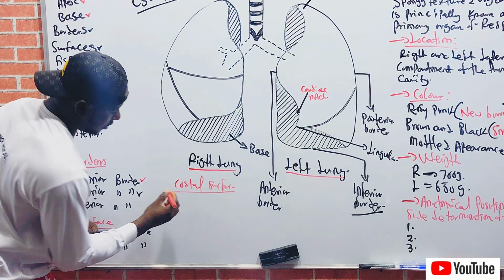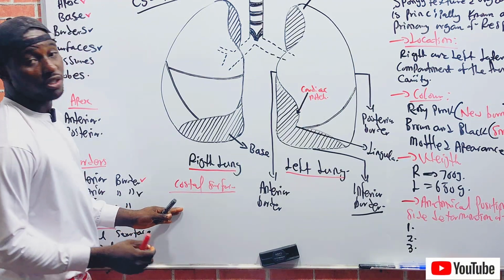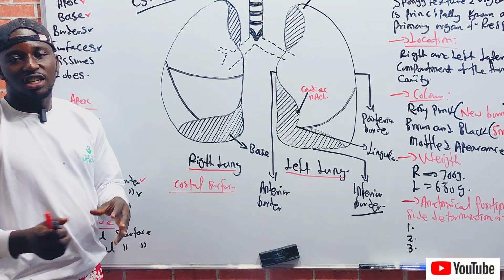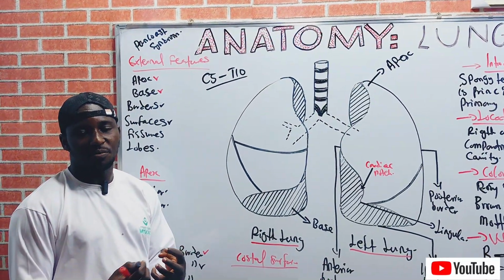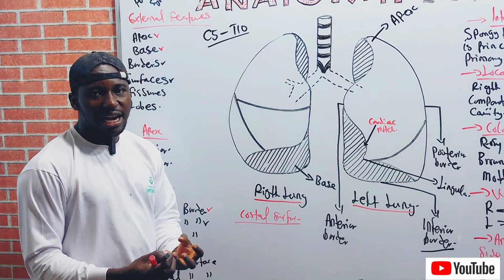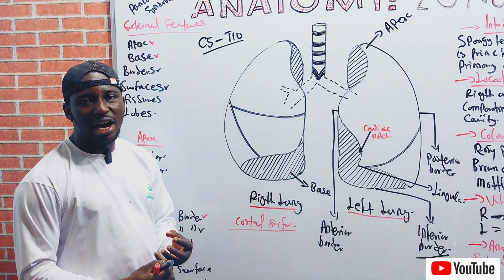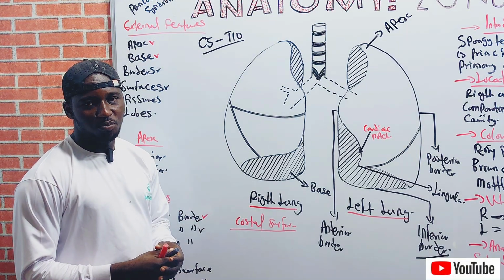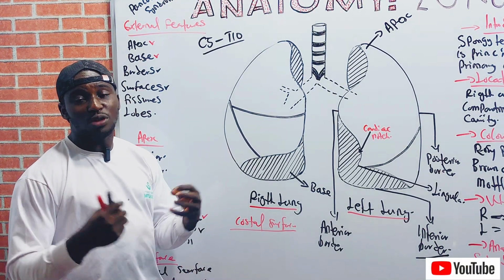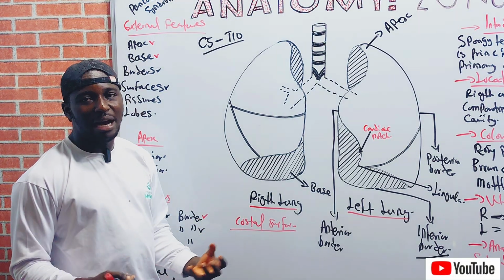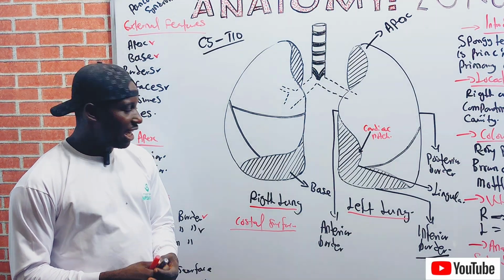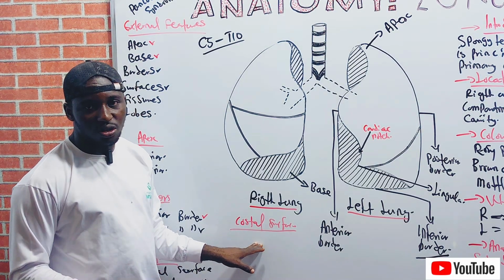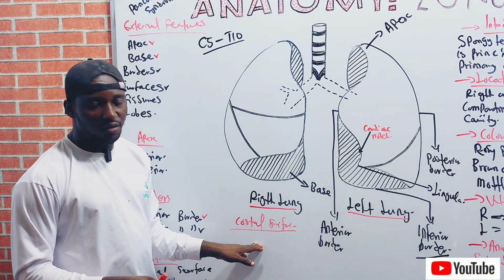The costal surface of the lungs is what? It is large, smooth, and convex, and is covered by the costal pleura and the endothoracic fascia. You get? So that is all about the costal surface of the lungs.